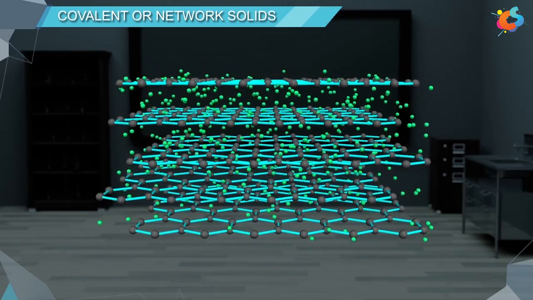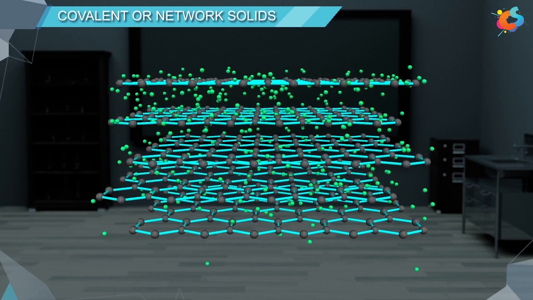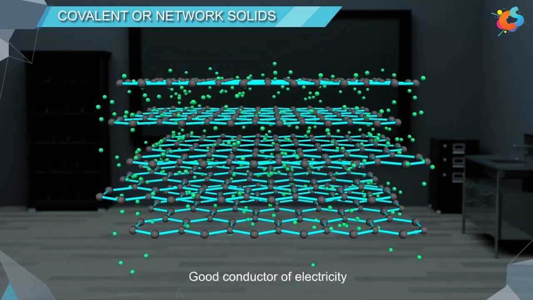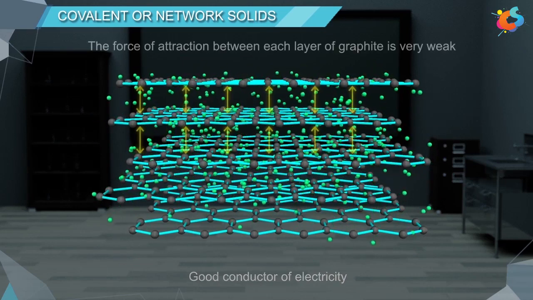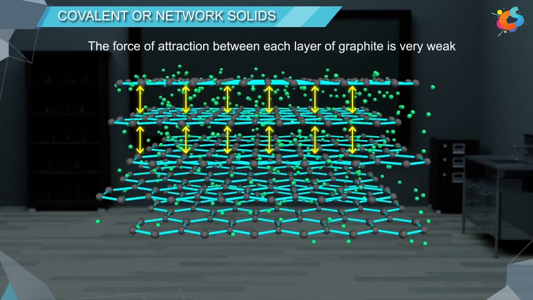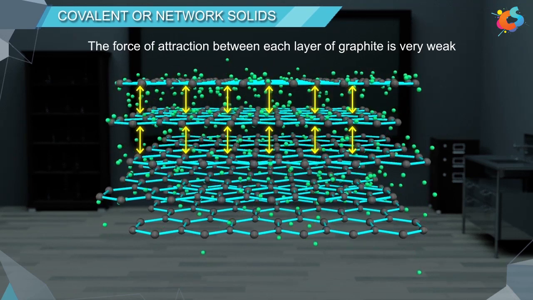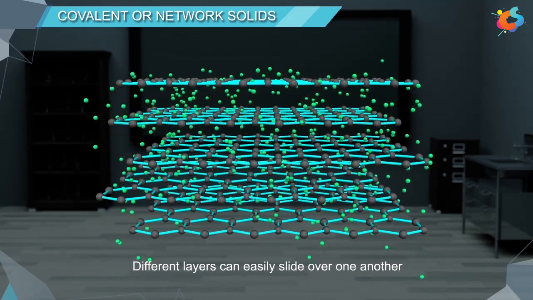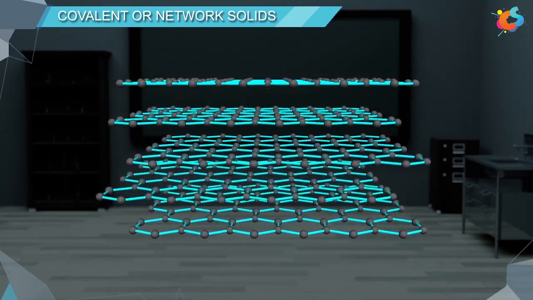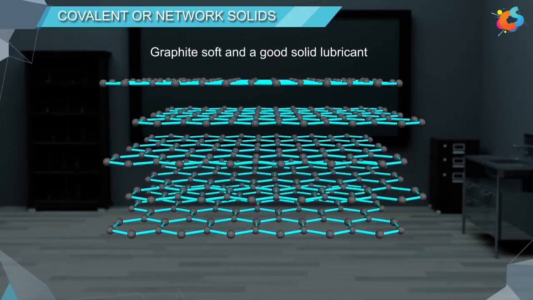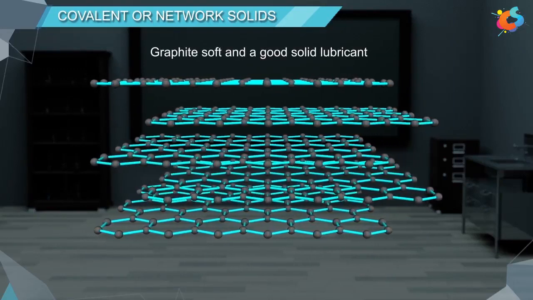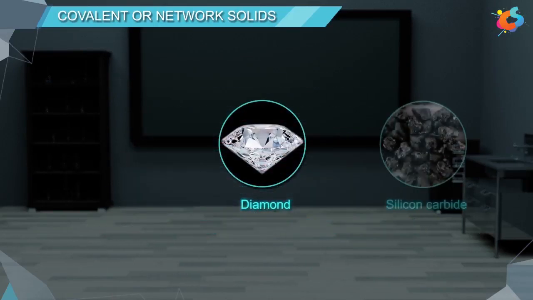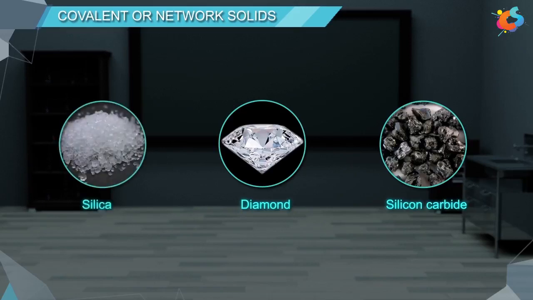When potential difference is applied, these free electrons act as charge carriers and make graphite a good conductor of electricity. The force of attraction between each layer of graphite is very weak. Due to this, different layers can easily slide over one another. This makes graphite soft and a good solid lubricant. Best examples of covalent solids are diamond, silicon carbide, silica, etc.